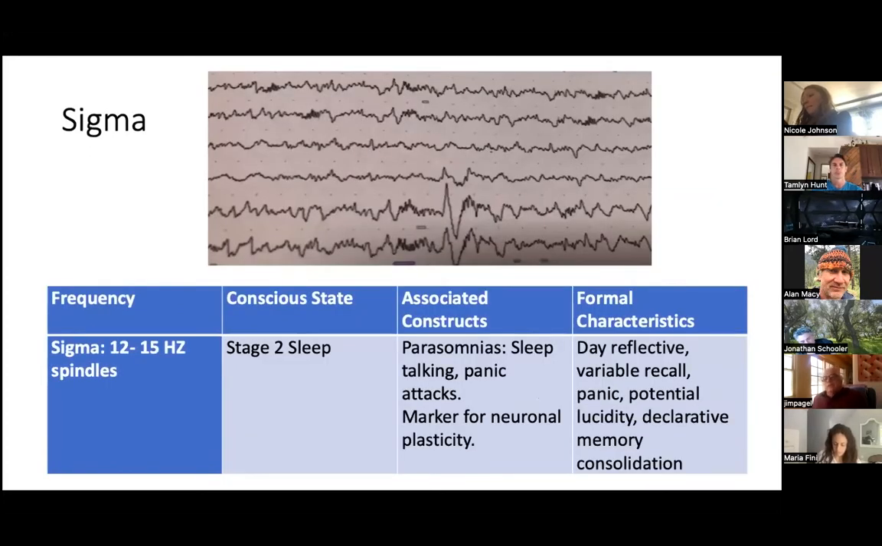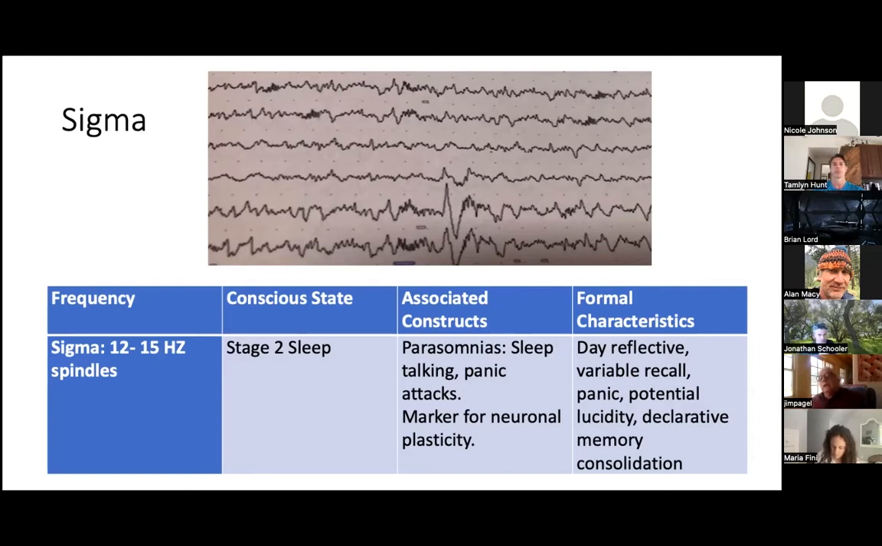Stage two is where we spend most of our sleep. This is the next stage you go to. And it's quite interesting electrophysiologically because it's sigma. It's 15 cycles a second. And we have thousands of these through the night, these events that you're seeing in the middle of the screen there. And it is a higher frequency event.